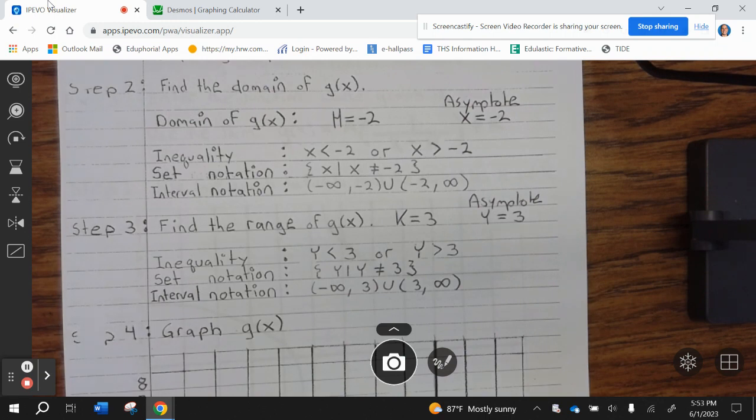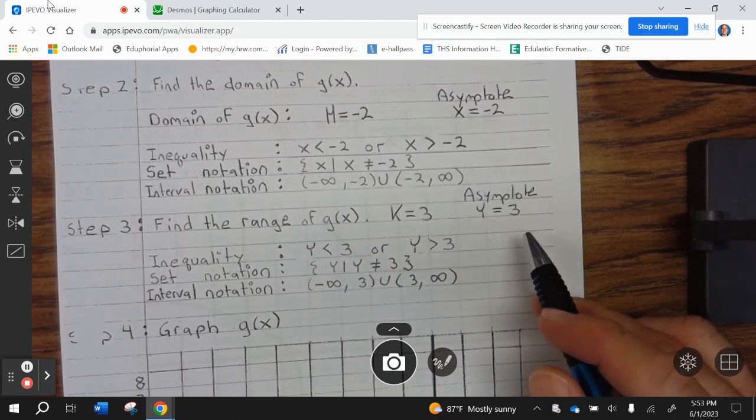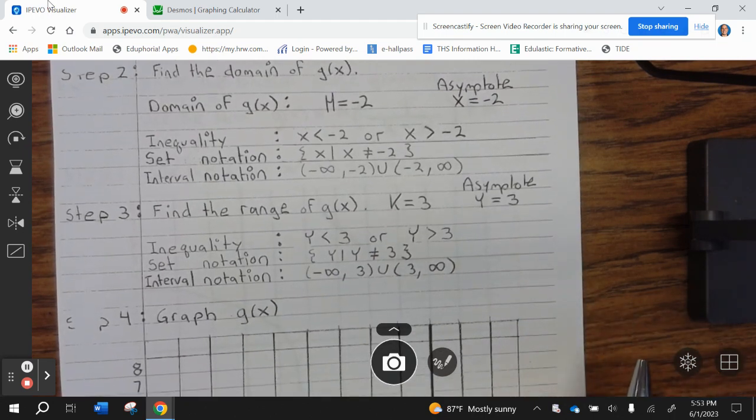Now, for the range, we apply the k value from the vertex, which is 3, which is the horizontal asymptote. So we have inequality notation y less than 3 or y greater than 3. Set notation is y such that y does not equal 3. And the interval notation is -infinity to 3 or 3 to infinity.